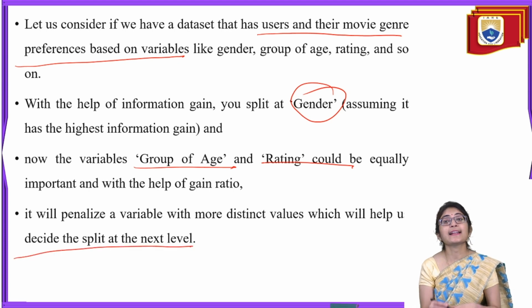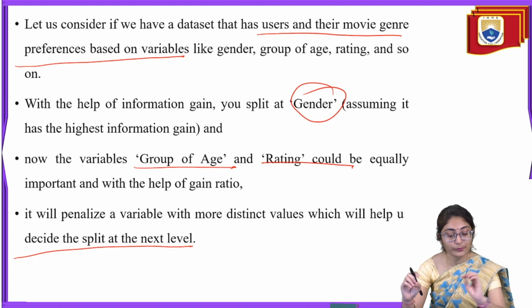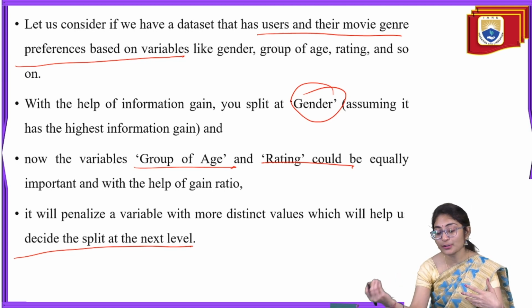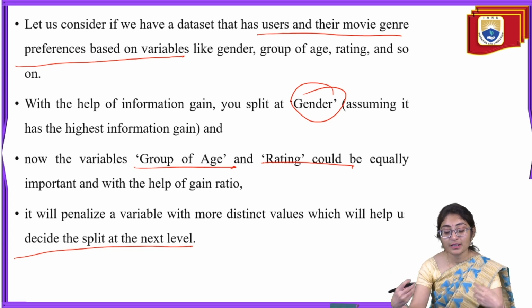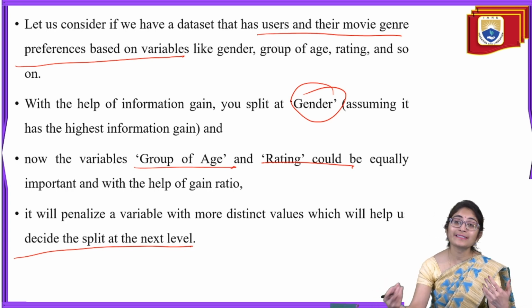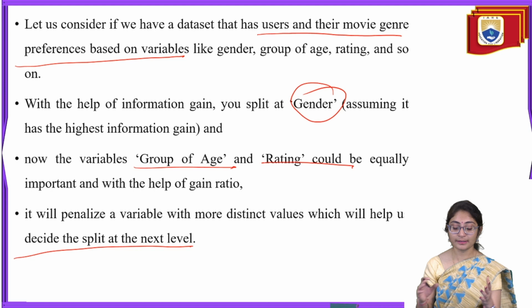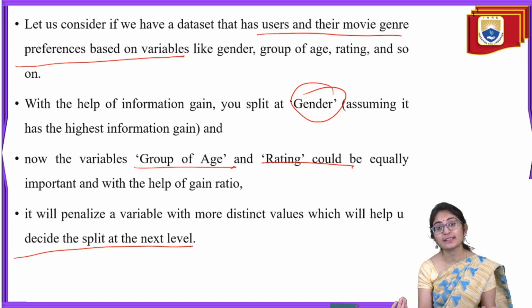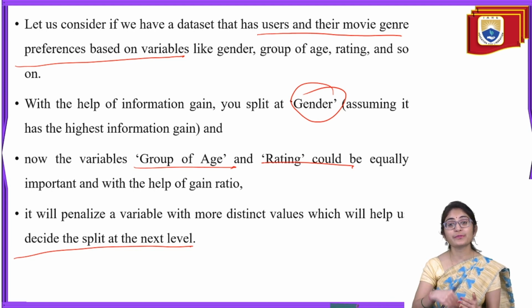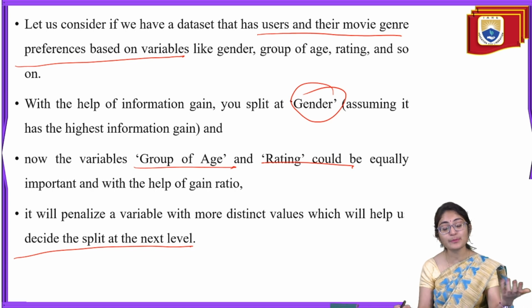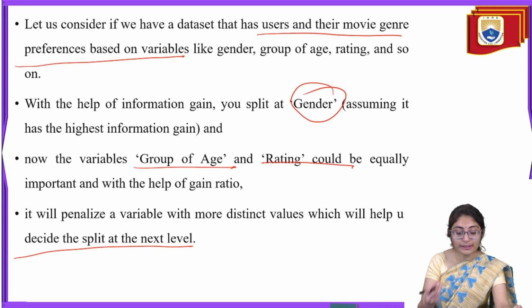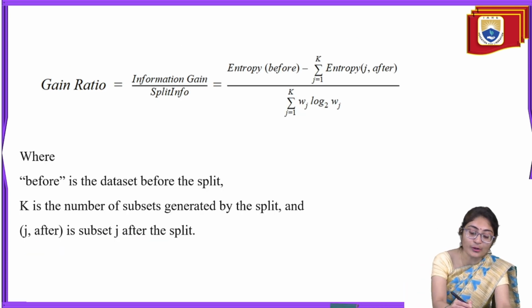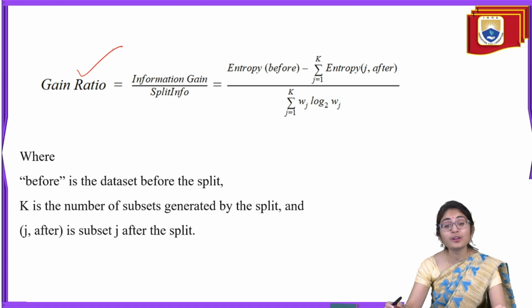It will penalize a variable with more distinct values, which will help us decide the split at the next level. That means we will take one of the variables like gender, group of age, then rating, but now we will decide which attribute we have to split. For example, if we split on gender, it will provide the highest information gain. Then after that group of age, then rating will provide the same information gain ratio. So on this basis, we will split our data, and now we have the formula for the gain ratio.